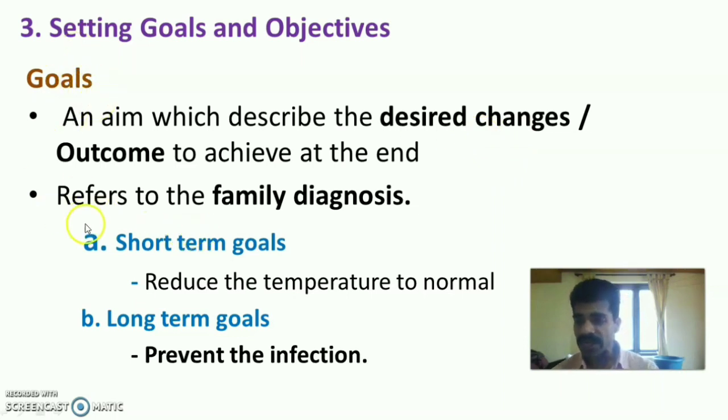Then goals directly refer to the family diagnosis. So goals belong to or depend upon the family nursing diagnosis. There are 2 types of goals, that is short-term goals and long-term goals. Short-term goals and long-term goals.